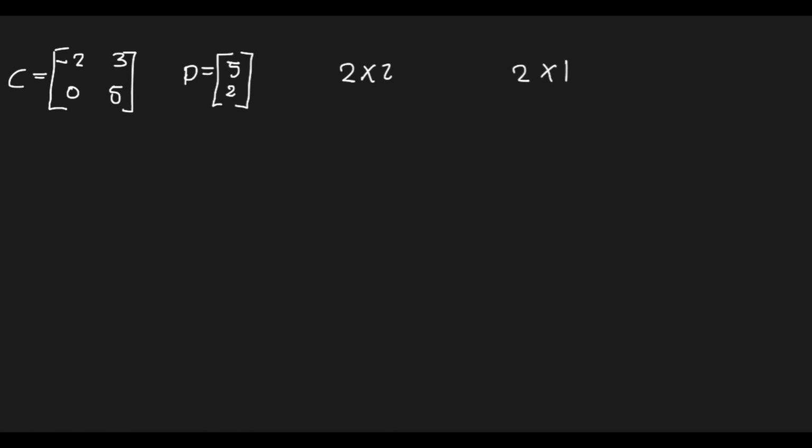So let's say we have matrix C with elements -2, 3, 0, 5. Then the second matrix D with elements 5 and 2. So let's look at the order of matrix C. The order of matrix C is 2 by 2. Then the order of matrix D is 2 by 1.